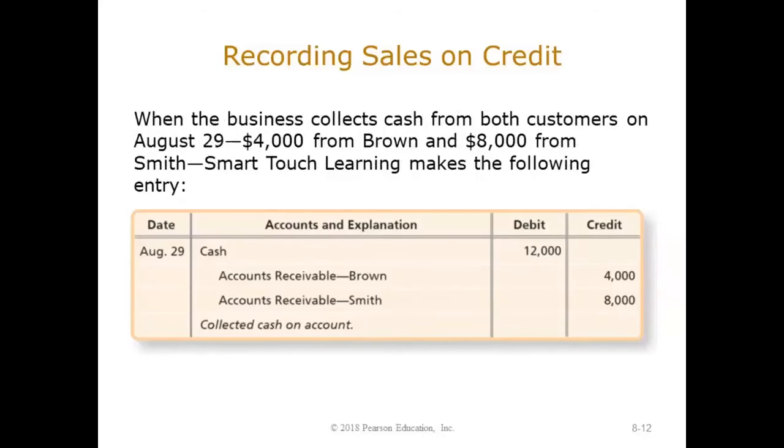Now, recording sales on credit, here's where we're going to collect the cash on August 29th. On August 29th, we got $4,000 from Brown and $8,000 from Smith. So we've got $12,000 in cash in total. So I'm going to debit cash for $12,000, and then I'm going to credit accounts receivable for Brown for $4,000, and then credit accounts receivable for Smith for $8,000. So again, both accounts have a reduction in their accounts receivable because they sent the cash in to Smart Touch.